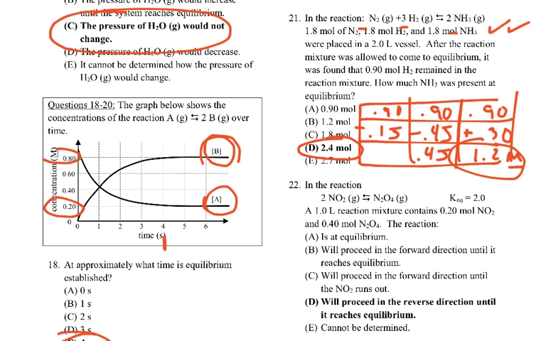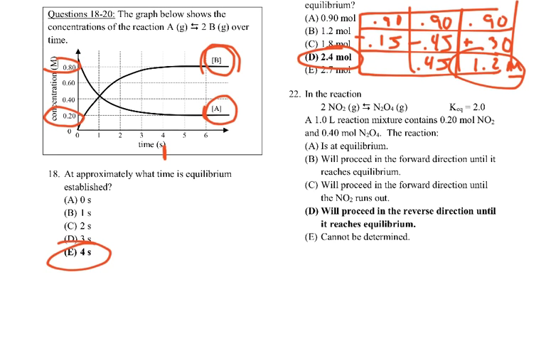So this ICE box works with moles or it works with molarity. So I could have gone and just done 1.8, 1.8, 1.8. Okay, this next question is saying here we have KEQ is 2, and we have N2O4 and NO2. A 1-liter reaction mixture contains 0.2 moles of NO2 and 0.4 moles of N2O4.